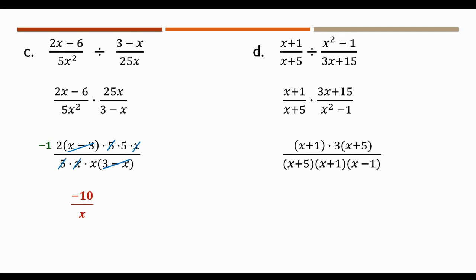Reducing or canceling out each of the things that are exactly alike, the x plus 1s are going to reduce, and the x plus 5s are going to reduce, leaving us with 3 on top, x minus 1 on bottom. Hope this review helps.